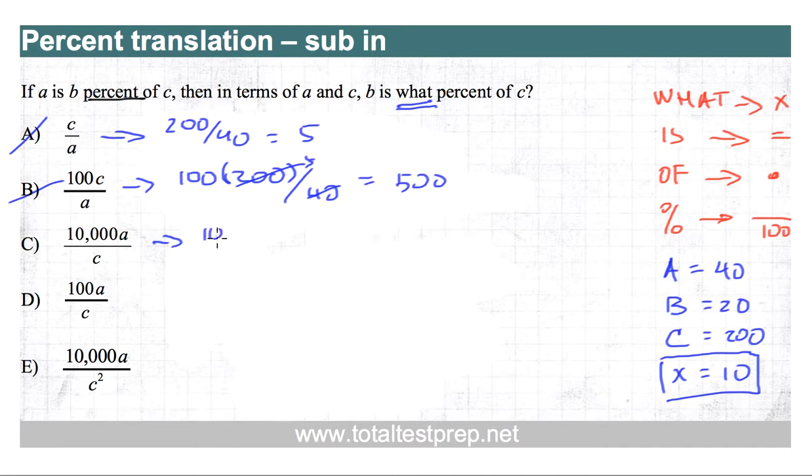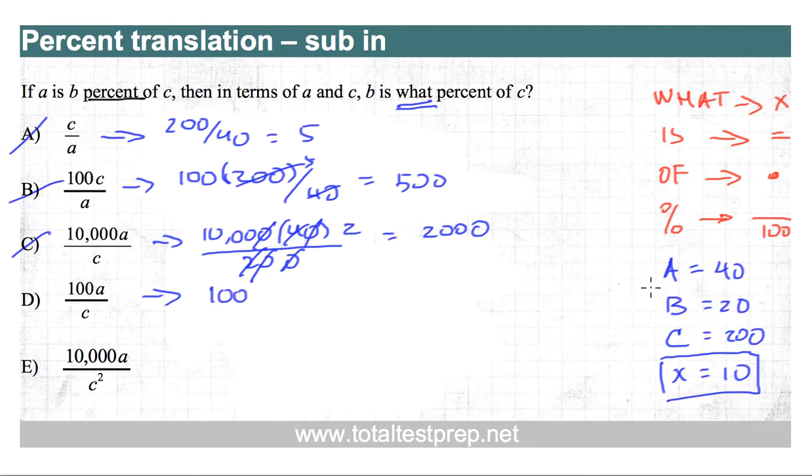This is going to be 10,000 times A, which is 40, divided by C, which is 200. So I'll knock this 0 out in this one, this 0 out in this one, and 2 in the 4th becomes 2, so it's 2 times 1,000, which is 2,000. Again, we want 10, so answer choice C is out. 100 times A over C is 100 times 40 divided by 200. So I'll knock out these two zeros. This is going to be 10 times 40 over 2. 40 divided by 2 is 20, so this is 10 times 20, or 200. Again, we just want 10, so hopefully E works.